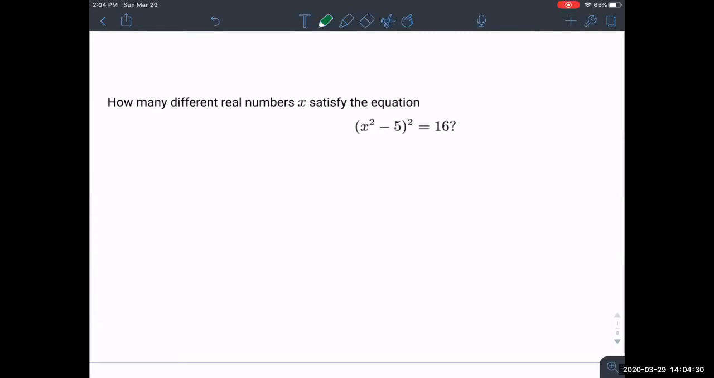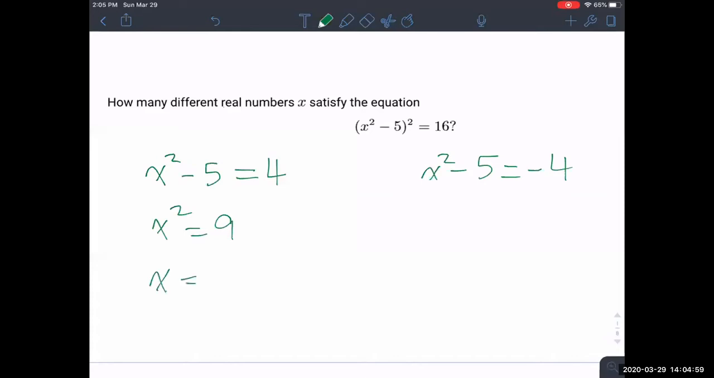But this is where it could be a little bit tricky, because your instinct would be to let x squared minus 5 be 4, but there's also x squared minus 5 is equal to negative 4. There's both a positive and negative root, a positive and negative solution. You have to be careful when taking the square root because there's either a positive or a negative result. With that in mind, we can go ahead and solve.